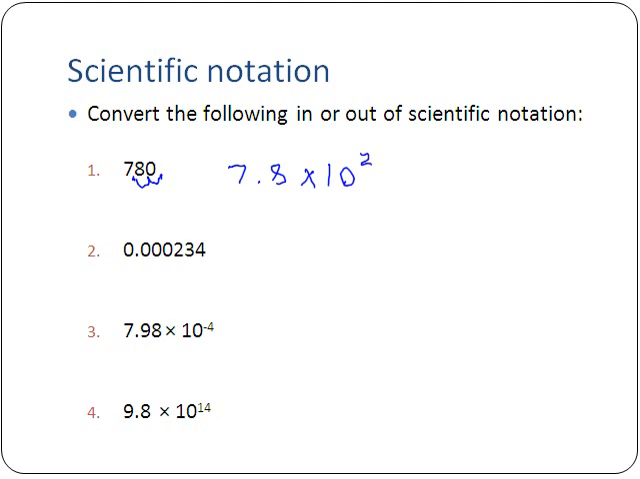So 10 to the second. 7.8 times 10 to the second is what we have for this one. On our next one, the number is smaller than 1. We know we're going to have a negative exponent. We have to move the decimal place over how many spots? 1, 2, 3, 4 spots.